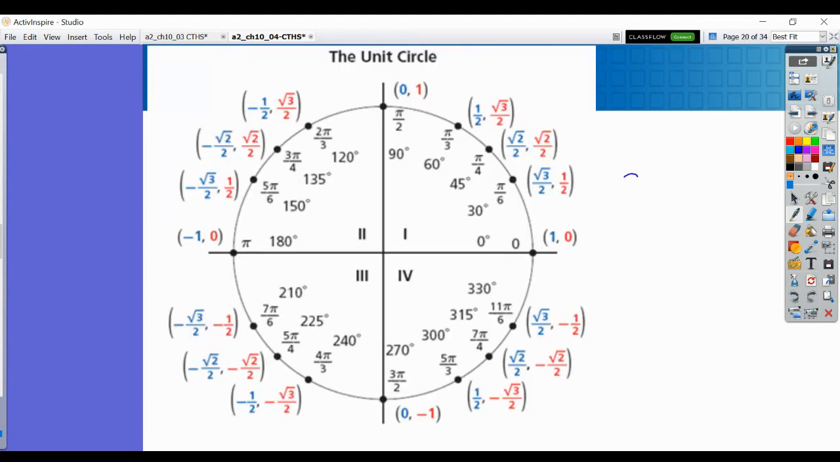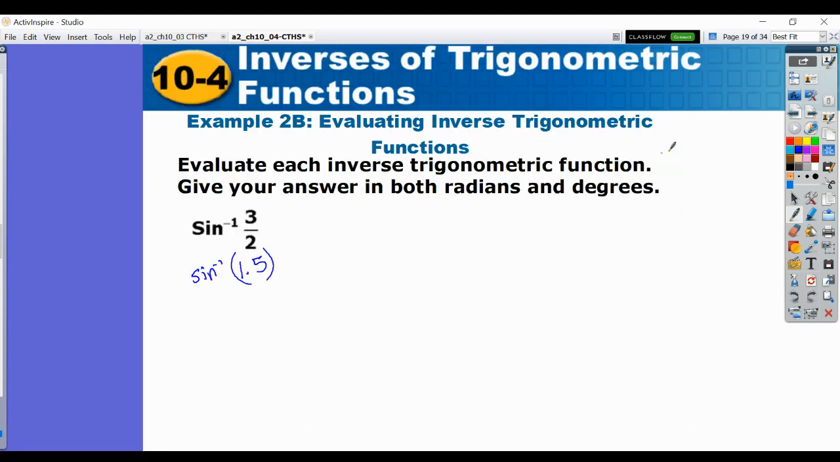Sine values are the y values, right? Sine is y. So what are the max and min of sine? What's the biggest y value we have on this graph? The tallest it gets is 1. And the lowest it gets is negative 1. So what that means is that sine can only be between negative 1 and 1. So if I want to undo it, my input can only be between negative 1 and 1. It's not. So this is not possible.